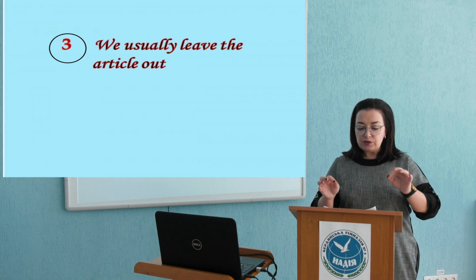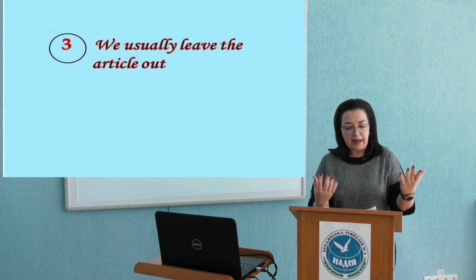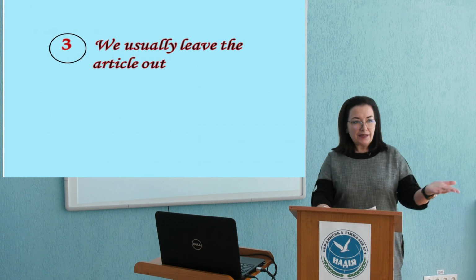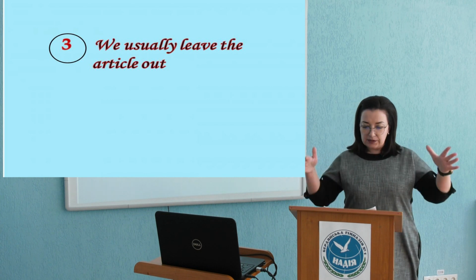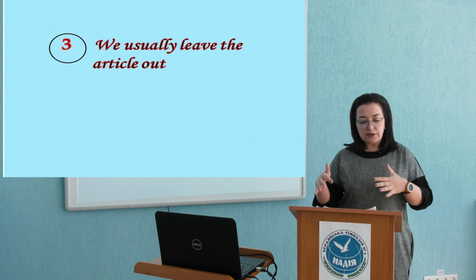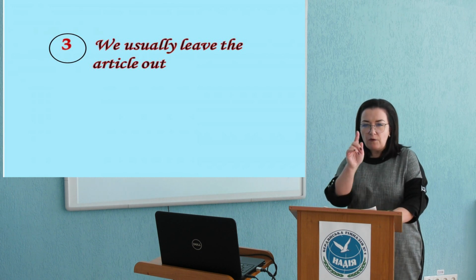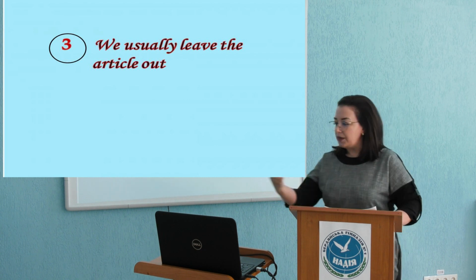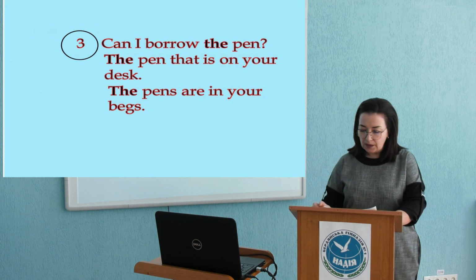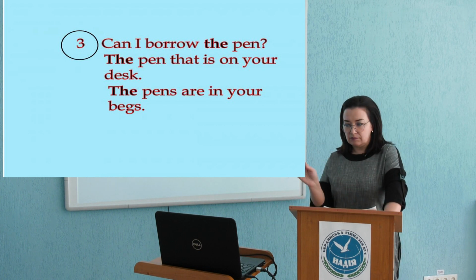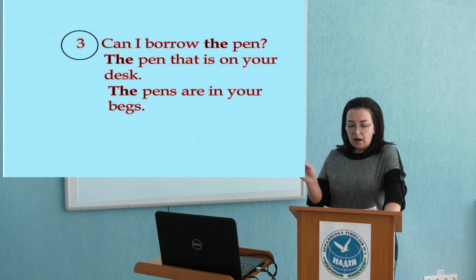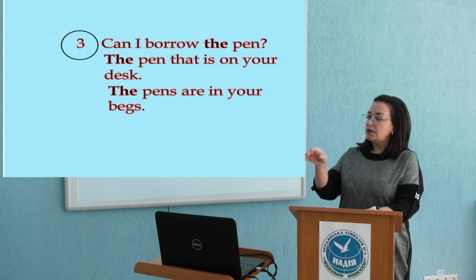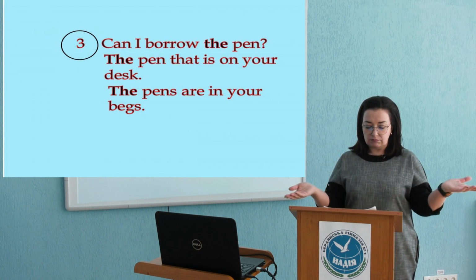So, let's use the countable noun, this pen, as an example. When we are talking about an actual pen or pens that really exist, we use an article, definite or indefinite. In the following examples, we are speaking of specific or actual or real pens. Look, can I borrow the pen? Well, that's a specific pen. Or the pen that is on your desk.